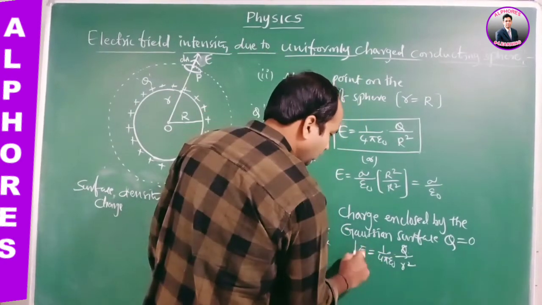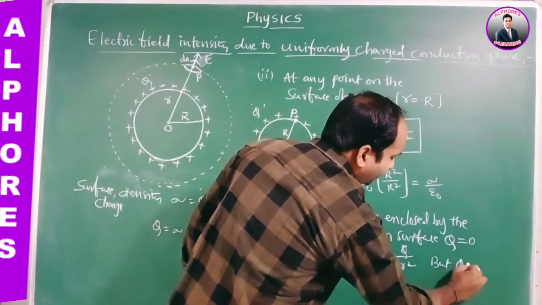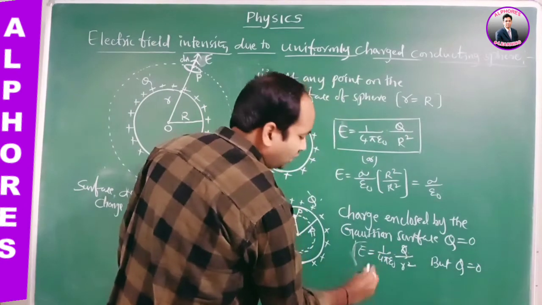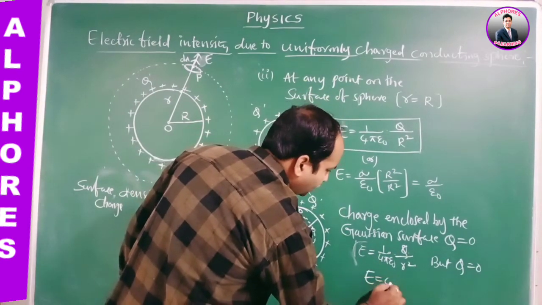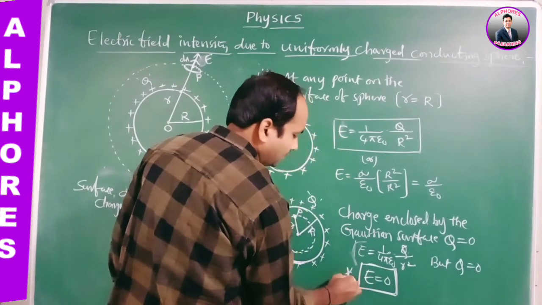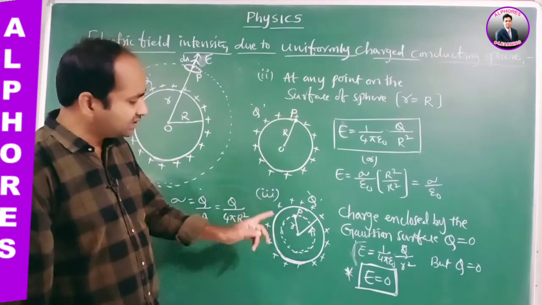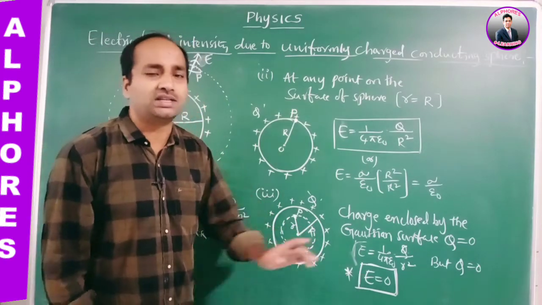But what is Q here? Q is 0. When Q is 0, 0 into something is 0. So the electric field intensity is 0. The electric field intensity at any point inside the conducting sphere is 0.